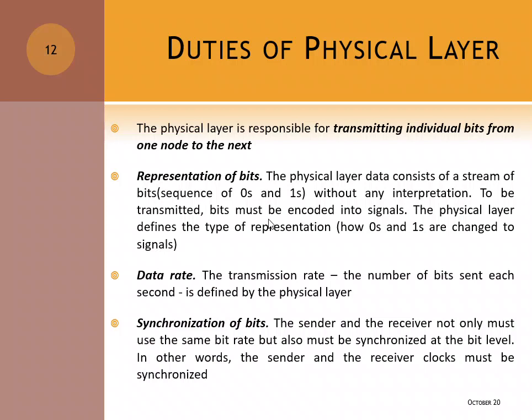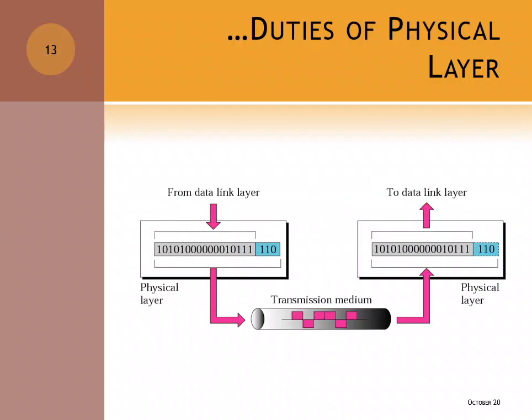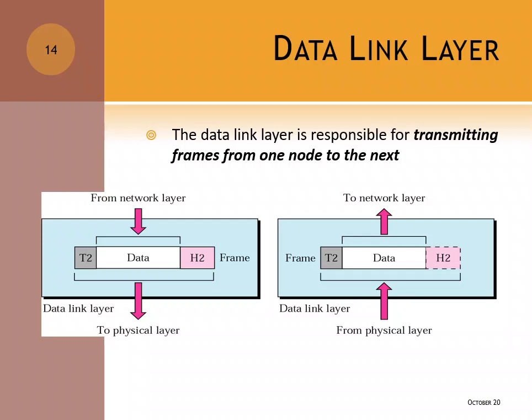So in other words, bukan sahaja sender dengan receiver must use the same bit rate, but also they must be synchronized. Synchronized maksudnya when the sender is sending something, the receiver must be ready to receive. Okay, so three types of duties of physical layer. Okay, next we move to data link layer.